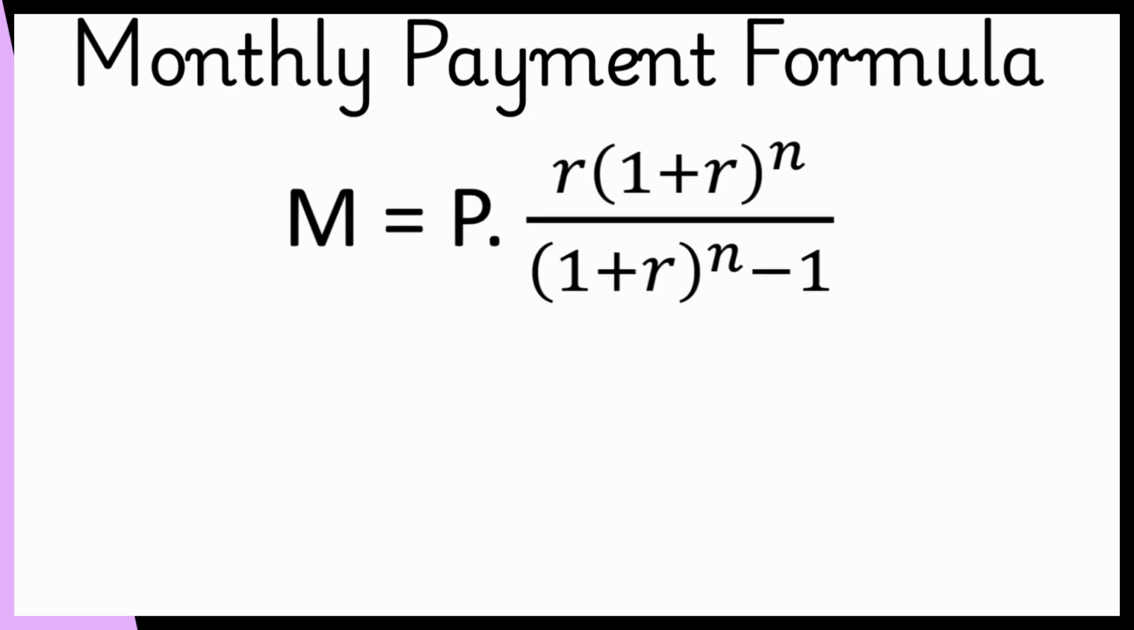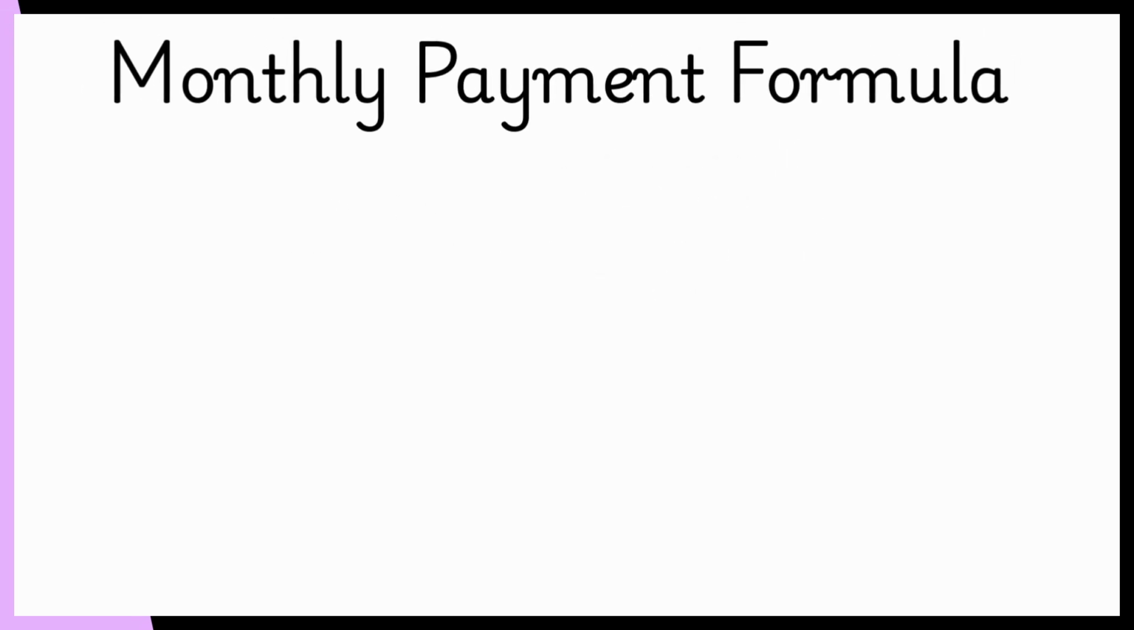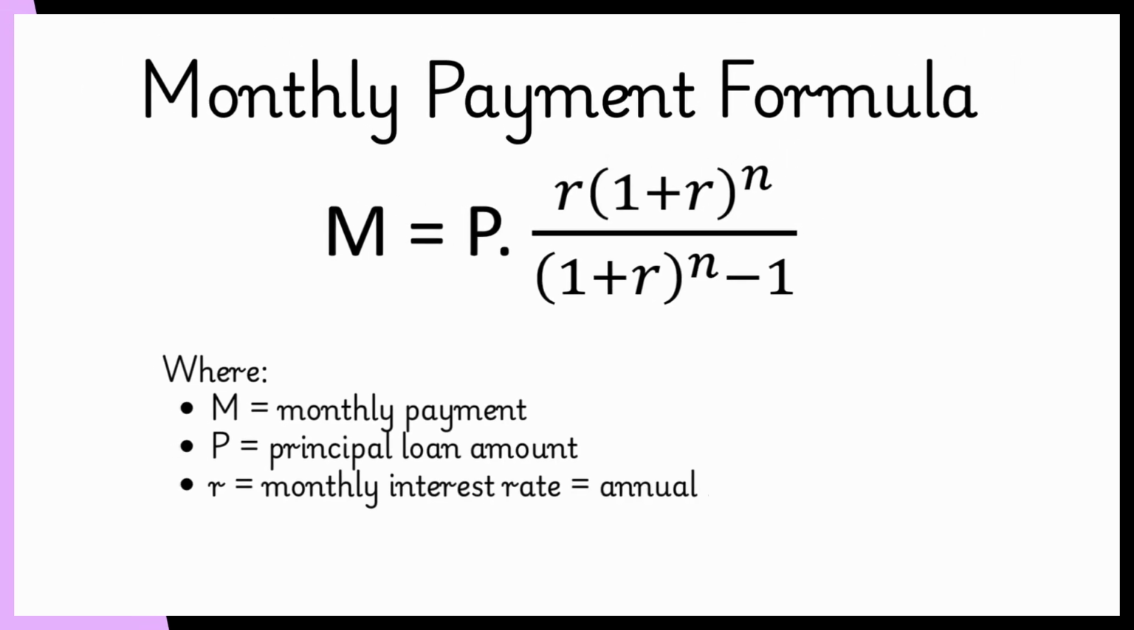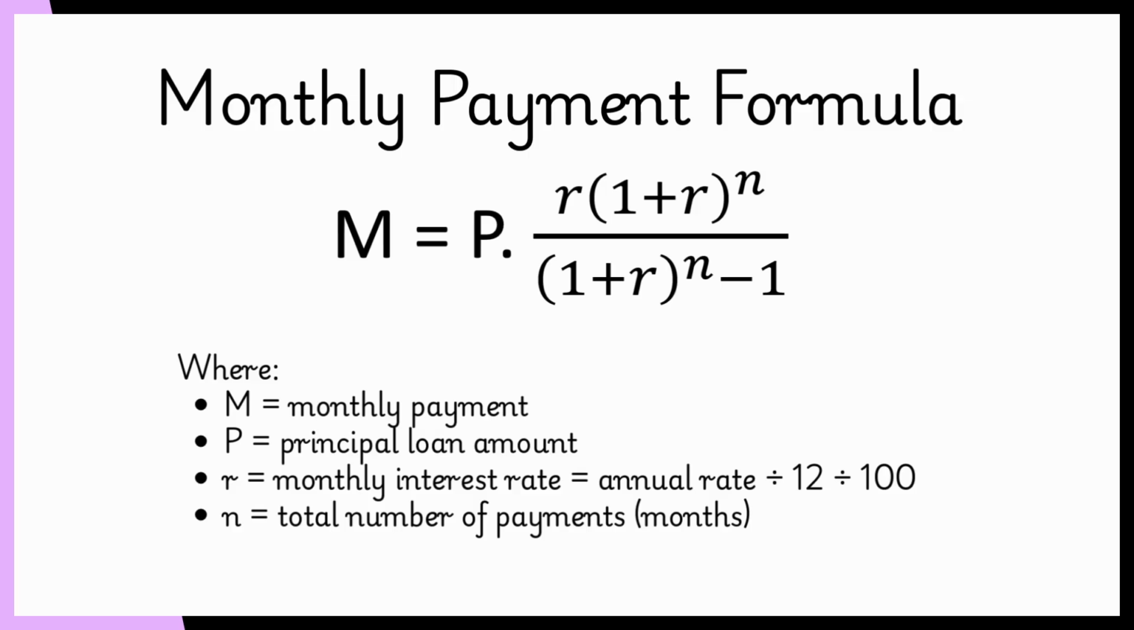The monthly payment formula is M equals to, where M is the monthly payment, P is the principal or the loan amount, R is the monthly rate of interest or annual rate divided by 12, and N is the total number of months. This formula makes sure you pay back both interest and principal in equal monthly installments.